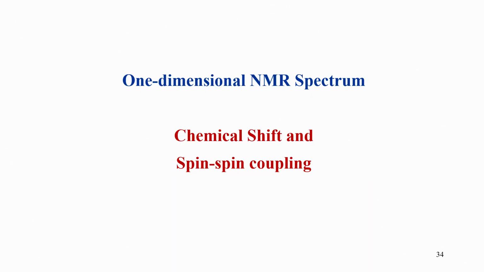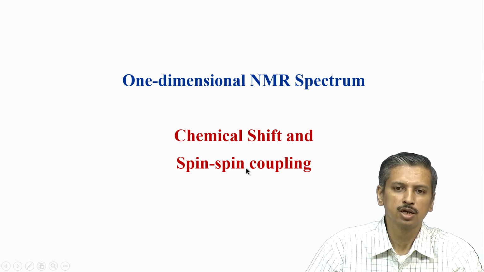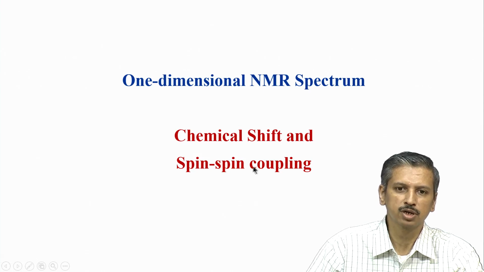Let us look at how a one dimensional NMR spectrum can be interpreted, and what the different parameters are. As I said, this is a course on biomolecular NMR, so the idea is to basically introduce the very basics of these two concepts of chemical shift and coupling. We will not go into details which we have looked at in the previous course. So, let us briefly look at how chemical shifts are calculated and how spin-spin coupling affects our spectrum.